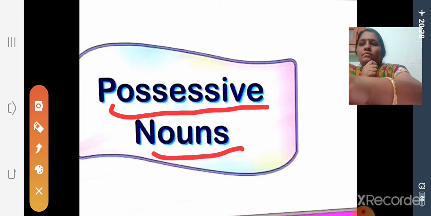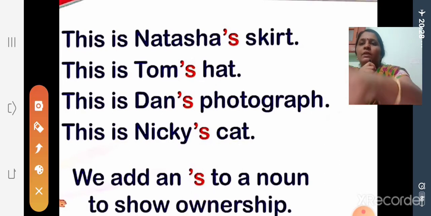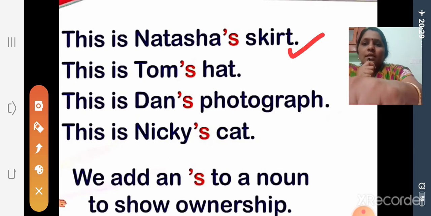So look at the sentences. Some examples are given here. This is Natasha's skirt. First one. Then second one, this is Tom's hat. Third one, this is Dan's photograph. Then this is Nikki's cat. So look at these sentences.